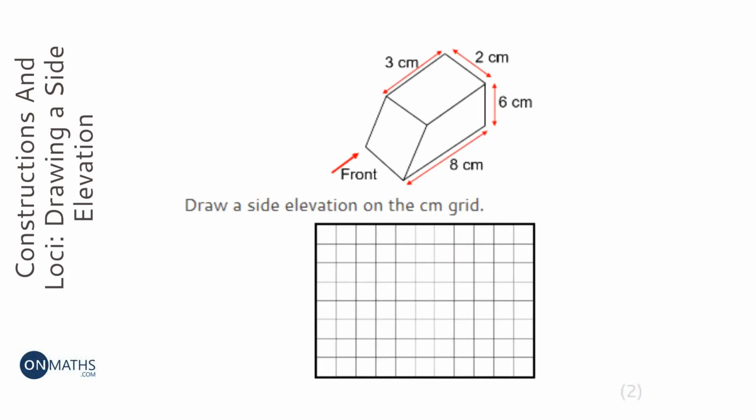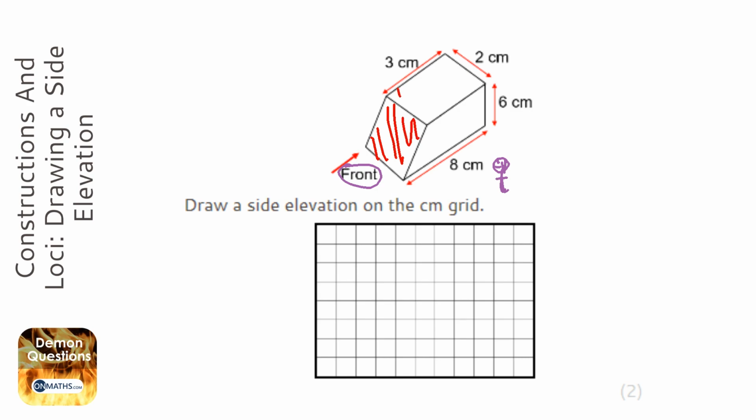Okay, for this question, for a side elevation, we imagine that we are a person standing at the side of the shape. Well, the front of the shape is shown here, so the side of the shape will be here, and this is my rubbish diagram of a person standing there. And we just basically write down what we see. Well, we can't see this, can't see this, can't see this side at all, but we can see this side here.